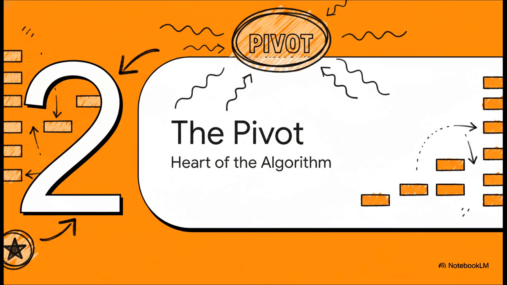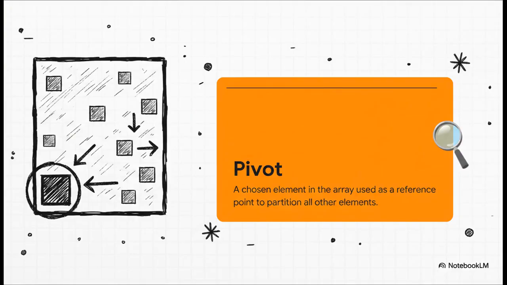To really get quicksort, you have to understand the one single concept that makes the whole thing tick, and that's the pivot. A pivot is just an element that we pick from the array to use as our reference point. The entire goal is to shuffle everything else in the array around this one chosen element. Now, you can pick any element you want, the last one, the middle, a random one, but to keep things really simple and clear for this explainer, we're always going to pick the very first element as our pivot.